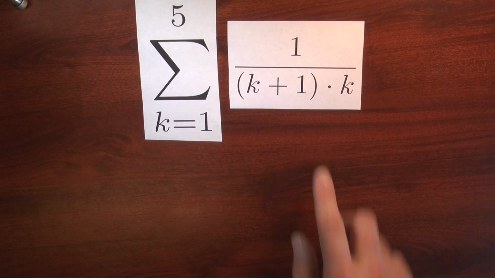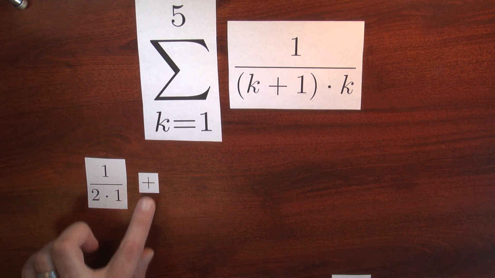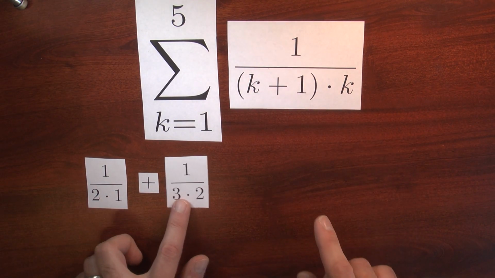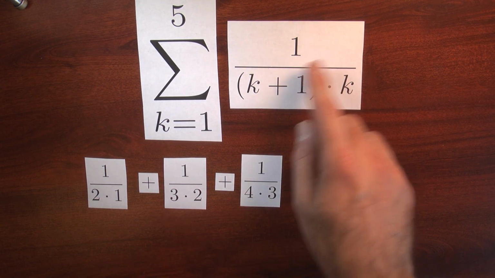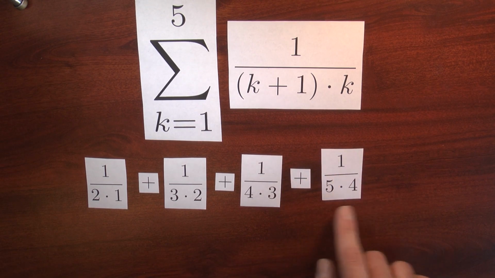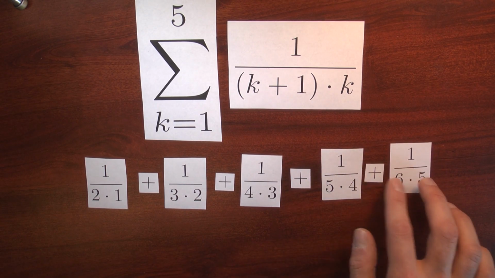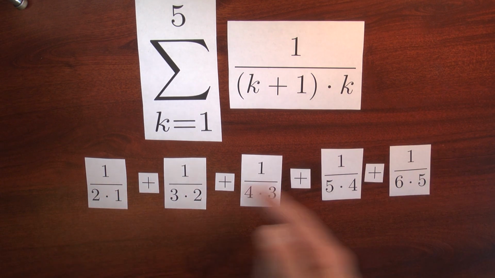Let's see. I plug in k equals 1, and I get 1 over 2 times 1. And I'll add that to what I get when I plug in k equals 2, which is 1 over 3 times 2. And I'll add that to the k equals 3 term, which is 1 over 4 times 3. And I'll add that to the k equals 4 term, which is 1 over 5 times 4. And I'll add that to the k equals 5 term, which is 1 over 6 times 5. So all I've got to do is just do this arithmetic.